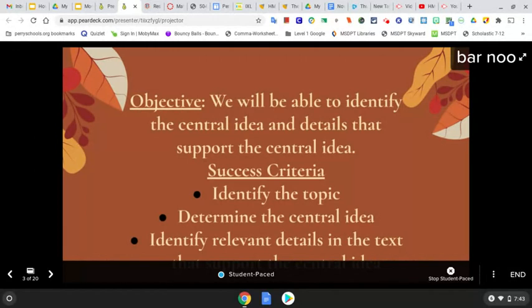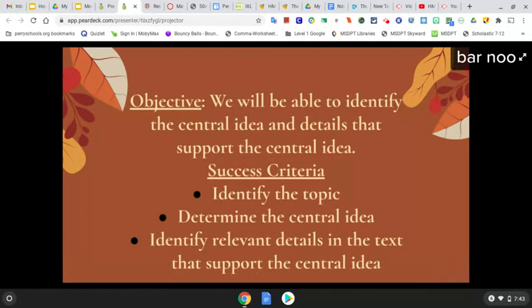So, our objective today, we will be able to identify the central idea and details that support that central idea based on those details in the text. To be successful today, you need to be able to identify the topic. Okay, what's it talking about? And then determine the central idea.